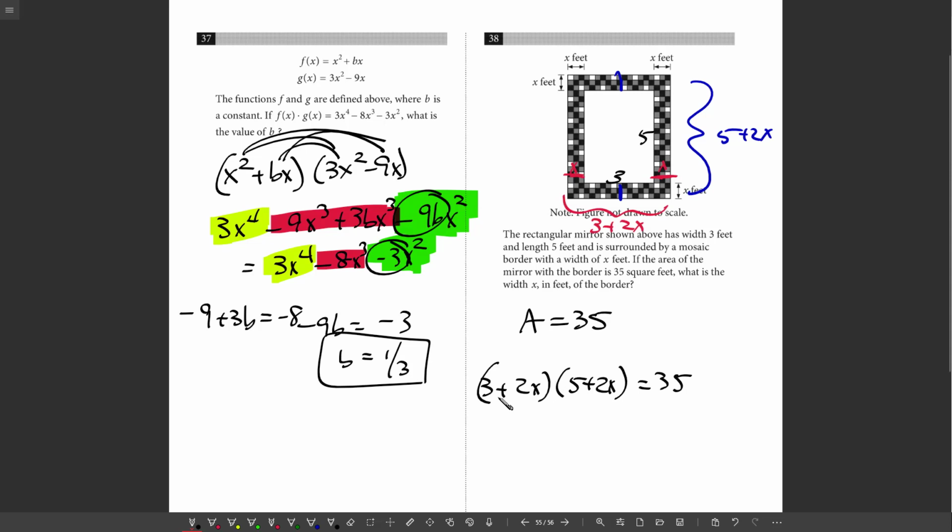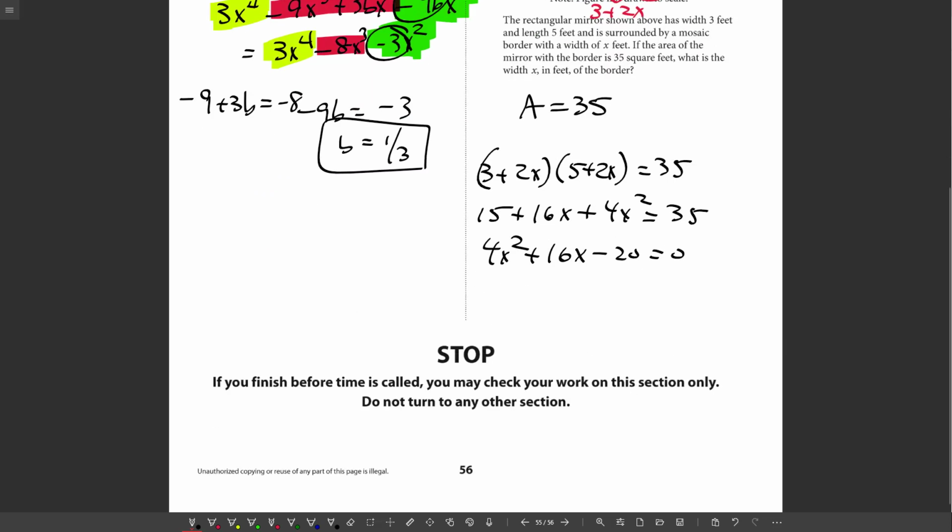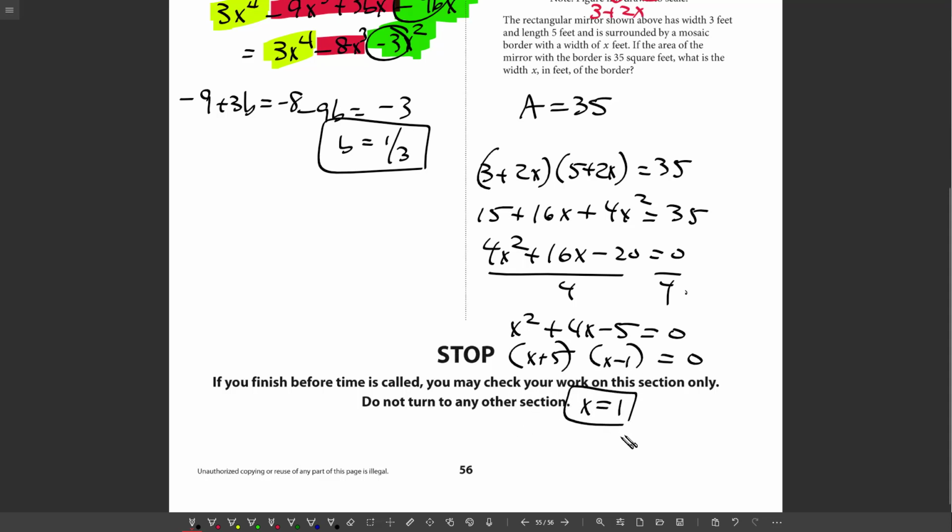And so now this is a quadratic that I just need to solve. So we'll FOIL. We get 15 plus 16x plus 4x squared equals 35. Bring the 35 over. I get this. And luckily, this can reduce. I can divide both sides by 4 just to simplify this. So I get x squared plus 4x minus 5 equals 0. We'll go ahead and factor. x plus 5, x minus 1. And when I solve that, I only get one answer that's possible, which is the positive one, and that's 1.